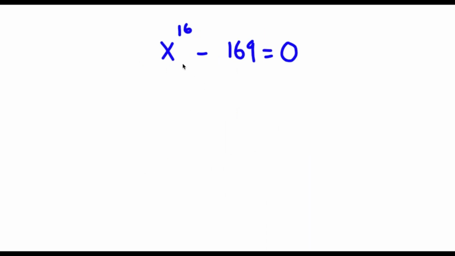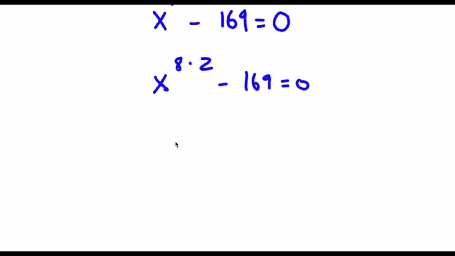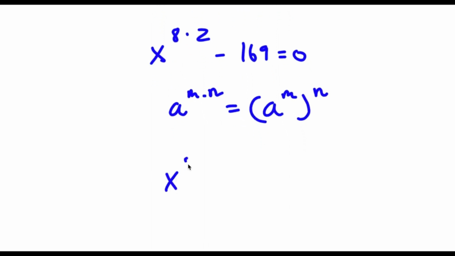Alright, so I have x to the power of 16 minus 169 is equal to 0. Now x to the power of 16 we can rewrite as x to the power of 8 times 2, because 16 is equal to 8 times 2. And now if I have something in the form a to the power of m times n, this is the same thing as a to the power of m to the power of n. So x to the power of 8 times 2, that's going to equal x to the power of 8 to the power of 2. Minus 169, this is the same thing as 13 to the power of 2.